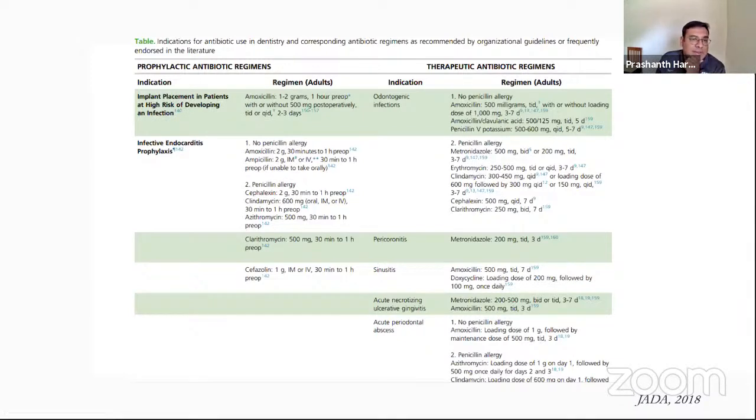So this is the prophylactic antibiotic regimen in place. For implant placement and odontogenic infection indications, you have the same regimen of 1 to 2 grams, either one pre-op or for 2 to 3 days. Infective endocarditis prophylaxis remains the same and the regimen is also the same. It has not changed, I mean, it changed after 2007, so it has remained the same for quite a while.